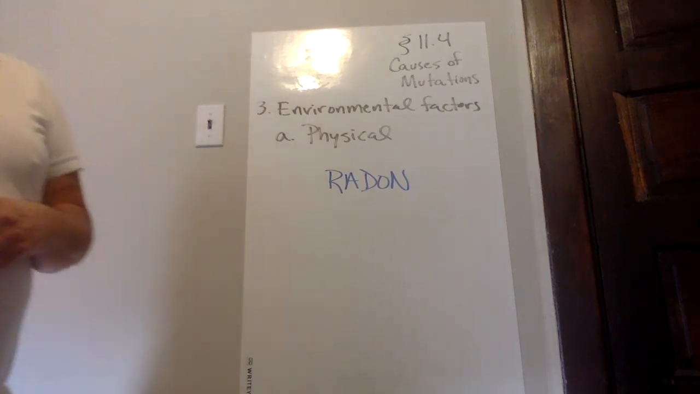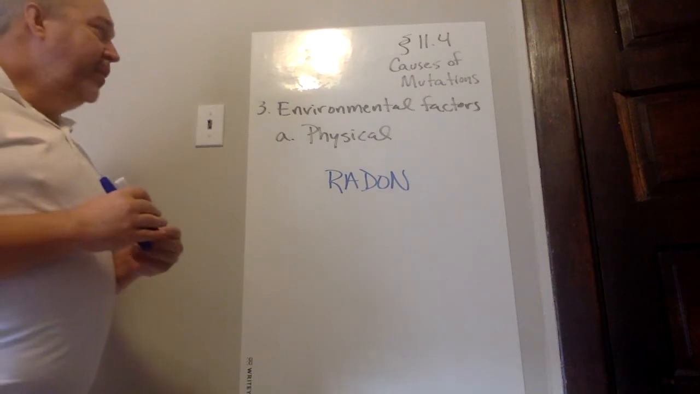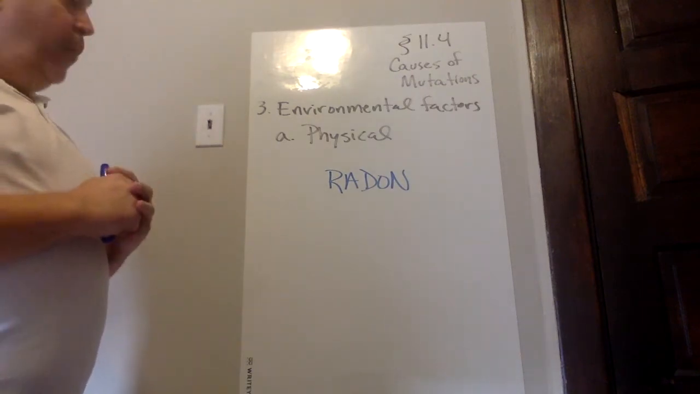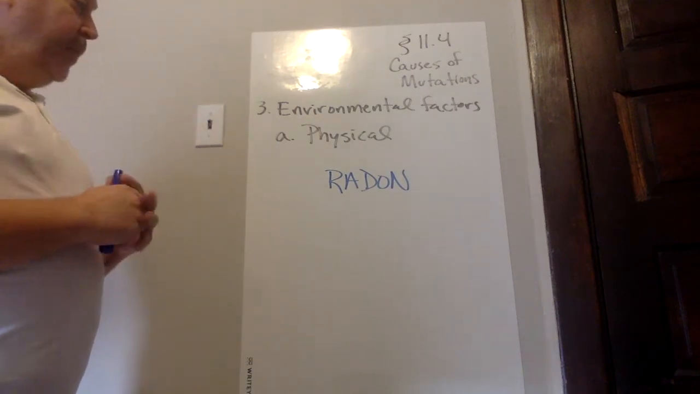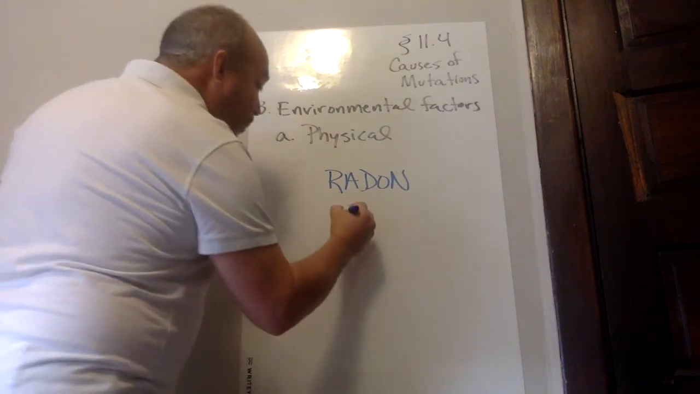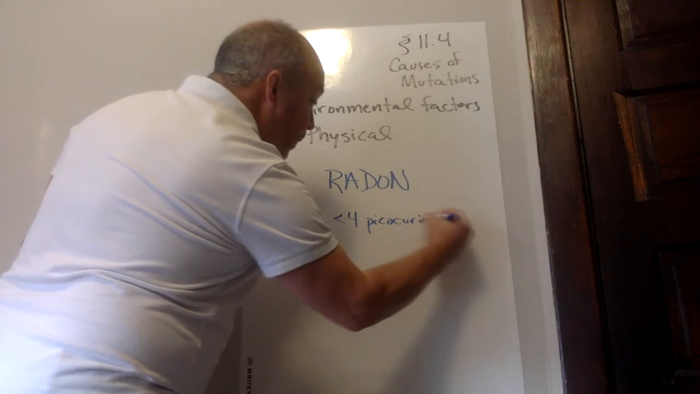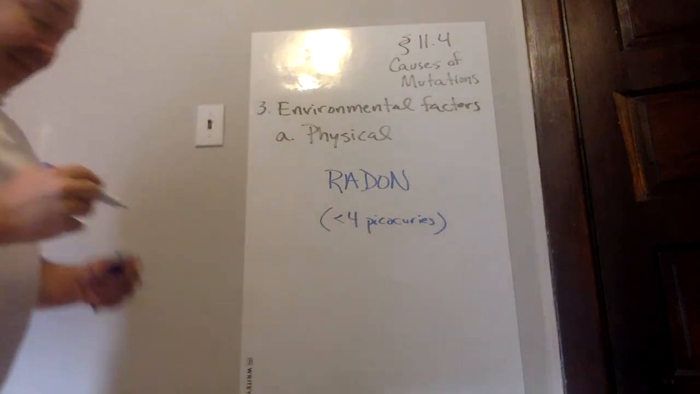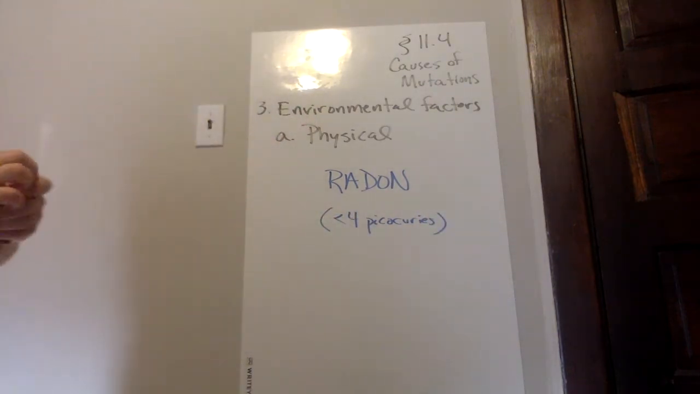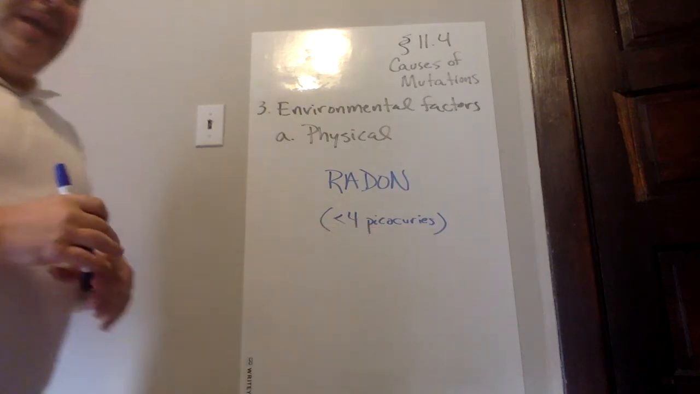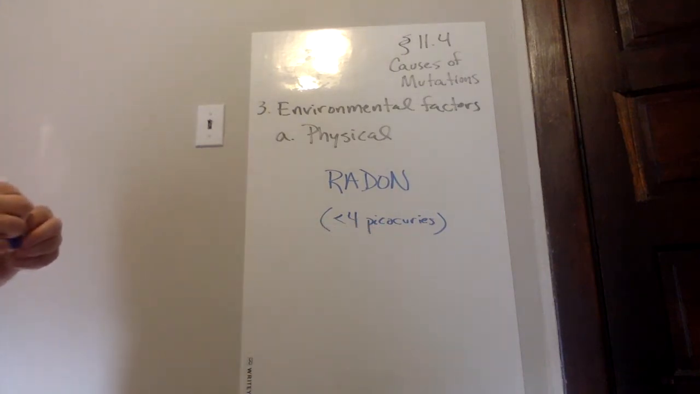Radon, as you can see in figure 11.8, is the largest source of physical radiation that you are exposed to. You should be exposed to less than 4 picocuries on average. That is considered a safe enough level. Remember, pico is 10 to the negative 12th. So we're talking very, very small amounts.